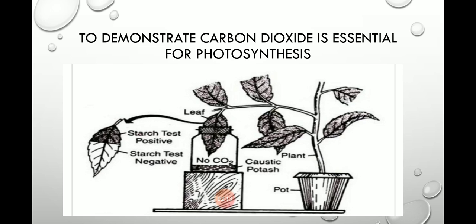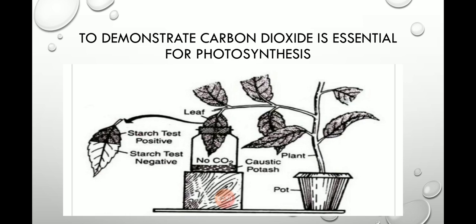So after keeping the plant in a dark room, when we bring it out, we keep one of its leaves in a jar in which caustic potash is present. What is this caustic potash? This caustic potash is KOH, that is potassium hydroxide. This potassium hydroxide has the ability to absorb whatever carbon dioxide is present in the environment of it. Hence the leaf which is put into this jar will not get the carbon dioxide, as the carbon dioxide is cut off.